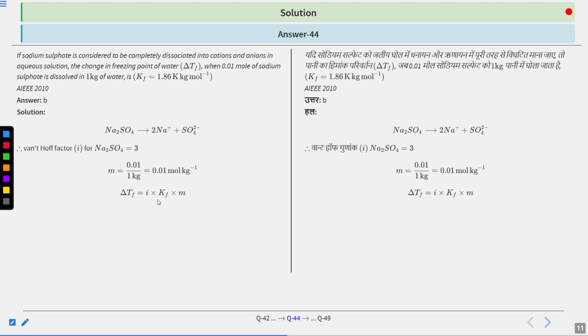Now delta TF is i Kf m. Delta TF is depression in freezing point, i is the Van't Hoff factor, Kf is the molal depression constant, and m is the molality. Now we'll put all these values. If I put all these values, that will be equal to 3 into 1.86 into 0.01, which is 0.0558 Kelvin. So this is your delta TF. Clear? Okay.